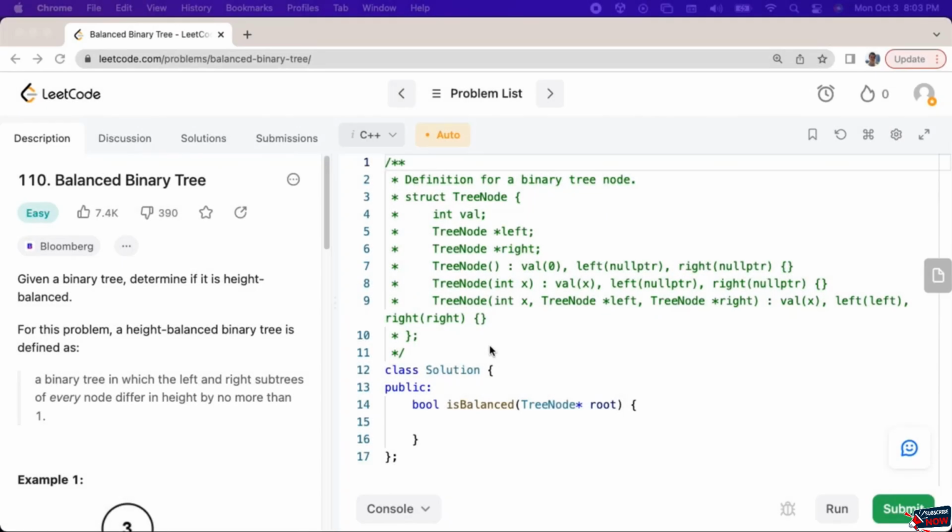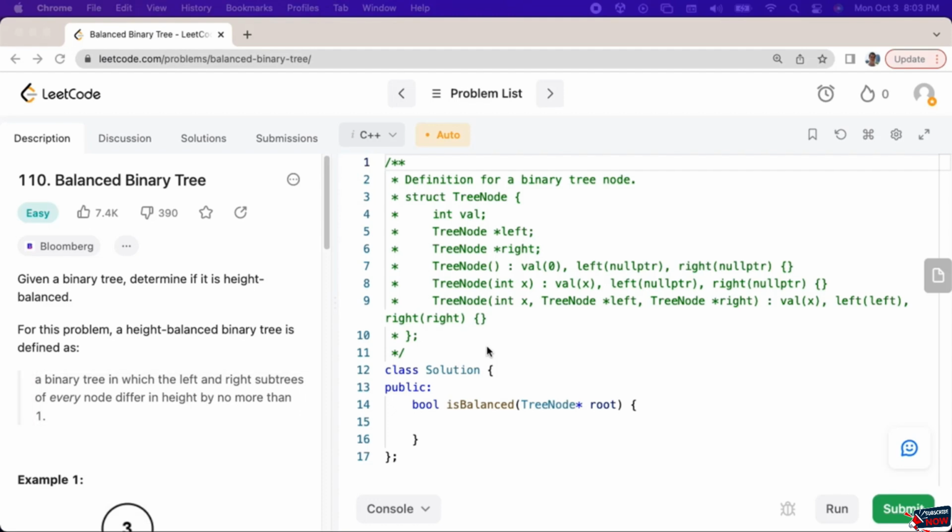In this video, we will look at the balanced binary tree question and plan out an algorithm to solve it. The problem statement tells us, given a binary tree, determine if it is height balanced. We are also given the definition of a height balanced binary tree: a binary tree in which the left and right subtrees of every node differ in height by no more than 1.